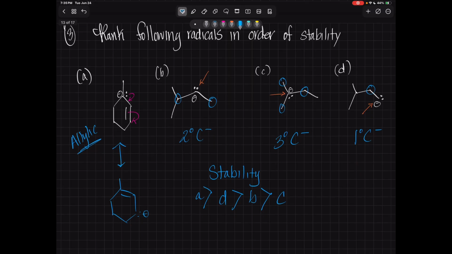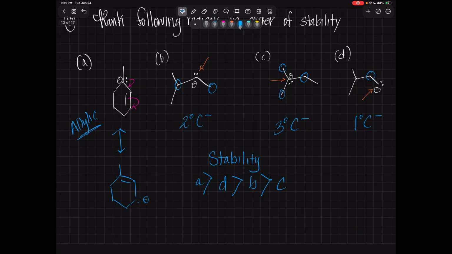So once again, let's just break this down a little bit. A is our most stable because it's allylic. It has resonance, which ultimately is a more dominant stabilizer.